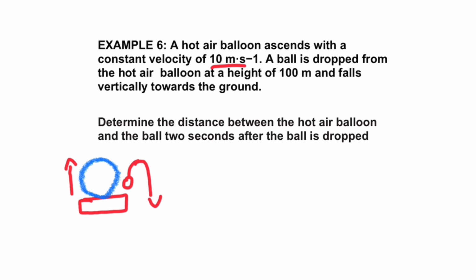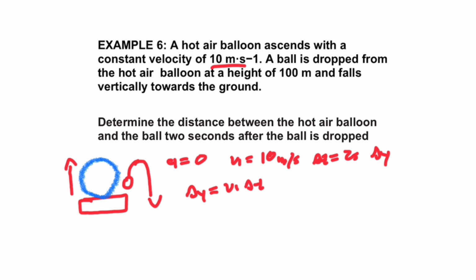So for the balloon, it is moving at a constant velocity. So our acceleration is equal to 0. And its velocity is 10 meters per second. It's not changing whatsoever. We have the time, which is 2 seconds, and we're interested in the displacement. The equation we need to use with these variables is delta y is equal to vi delta t plus a half acceleration delta t squared.